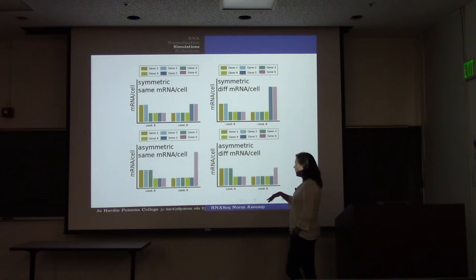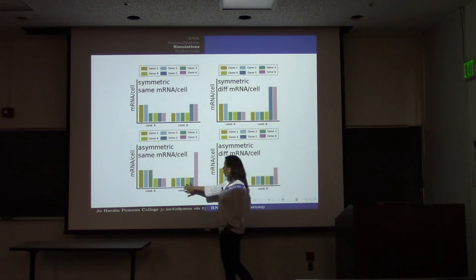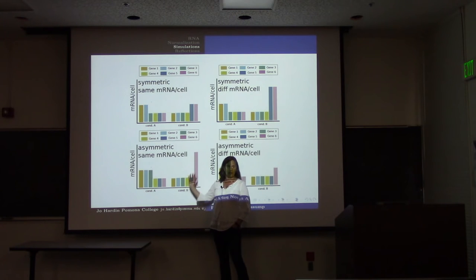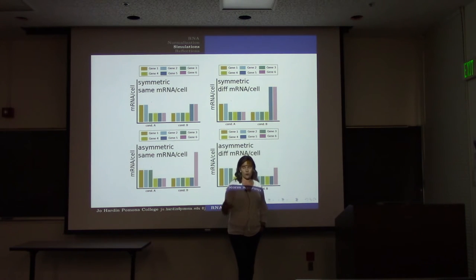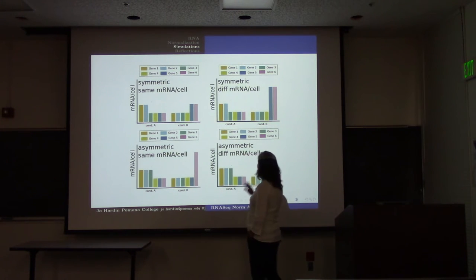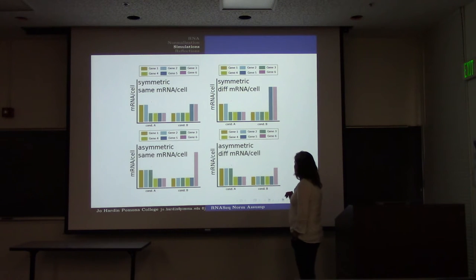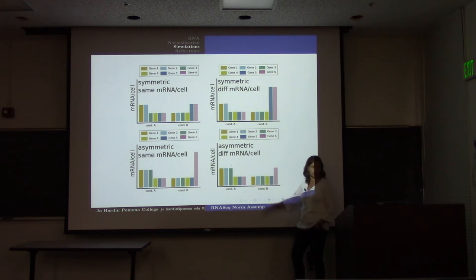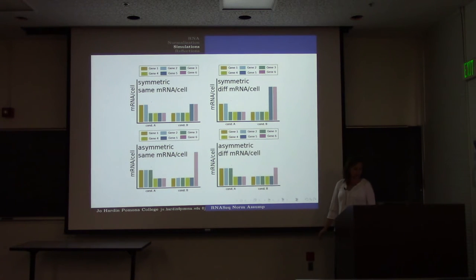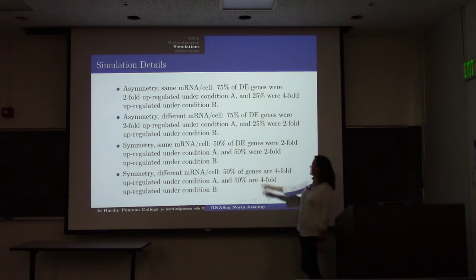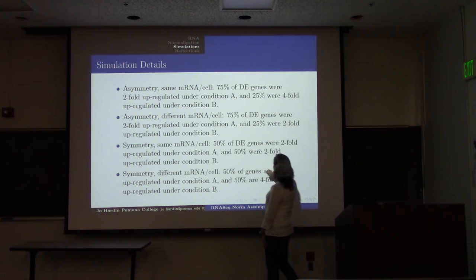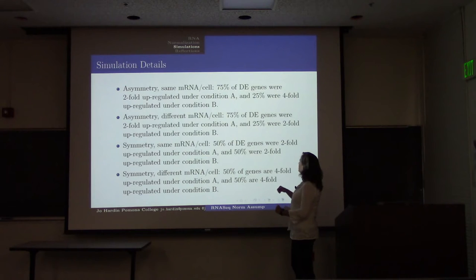Asymmetric, where in order to have the same mRNA per cell, we needed one of the regulations to be a lot more, one of the upregulations to be a lot more. And asymmetric differential expression, where we have differing amounts of mRNA per cell, and there we've just kept it at twofold. So that's what this slide says. See, it says 50%, so this is the symmetry, 50%, 50%, twofold, some of these are fourfold, et cetera.